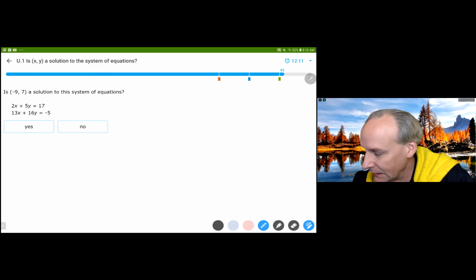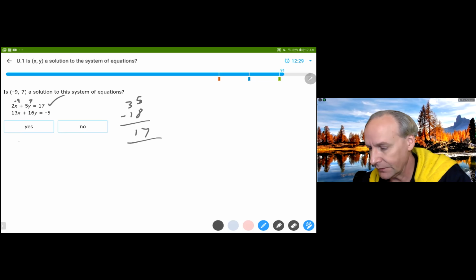Negative 9 and 7. Oh, interesting. It's going to be kind of big numbers here. Don't worry. It's just 35. Oops. And negative 18, isn't it? And that does give you 17. Yes, it does. So the first one is true.